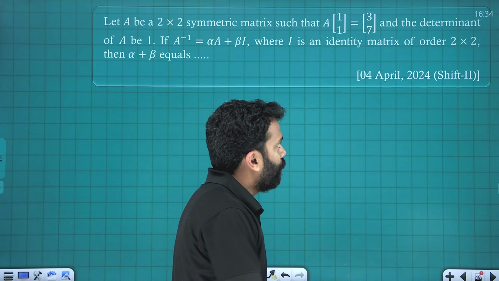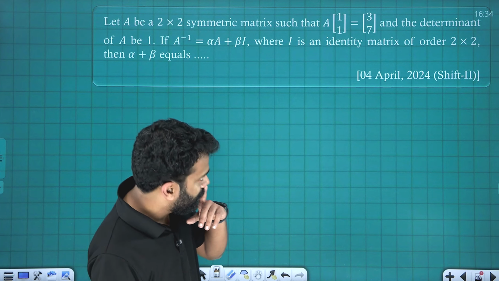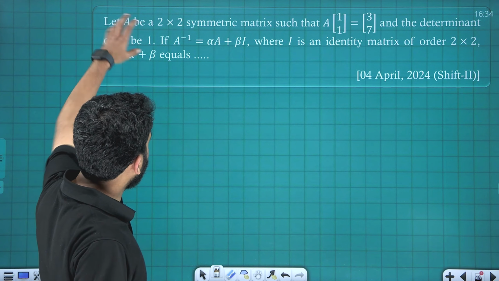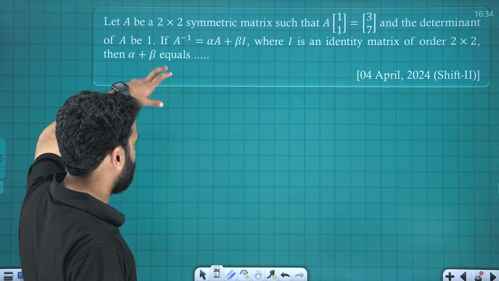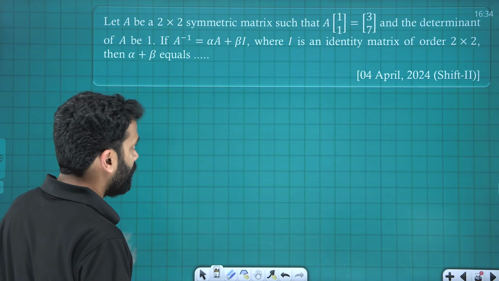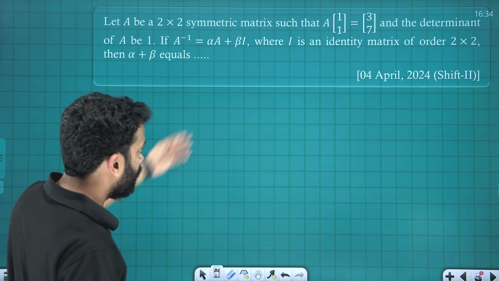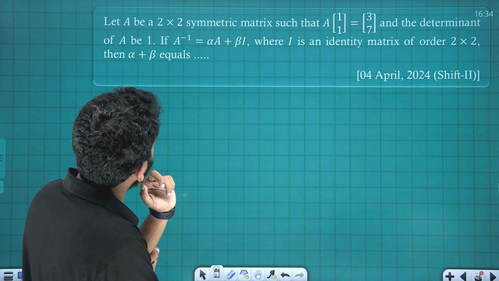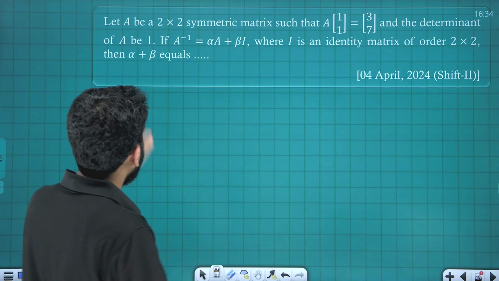Okay, this question is from 2024, I think session 2, 4th April. Let's check. Let A be a 2 by 2 symmetric matrix such that A11 is equal to 37 and the determinant of A is 1. And A inverse is equal to alpha A plus beta I, where I is the identity. We need to find alpha plus beta.